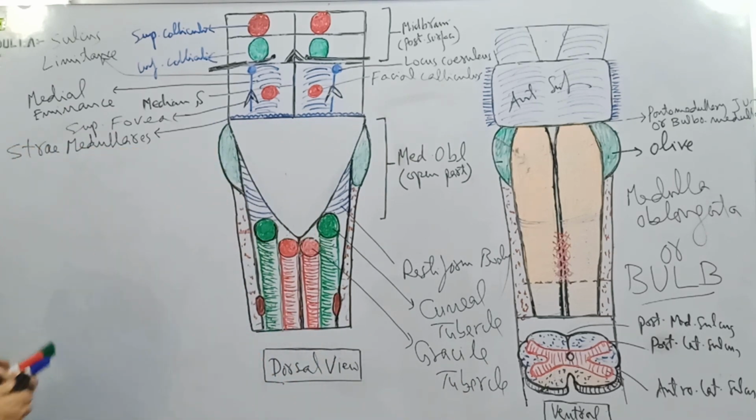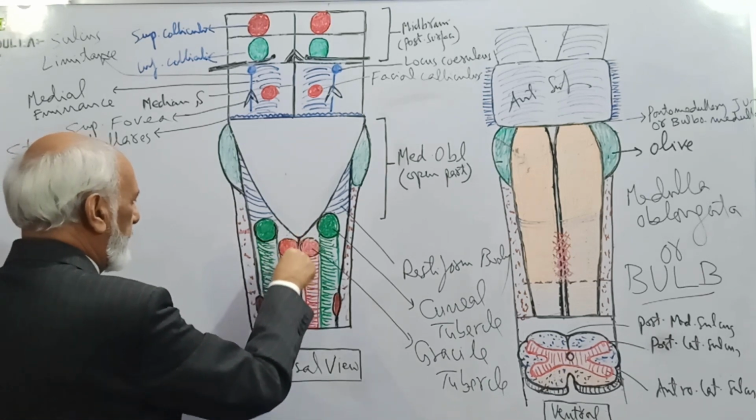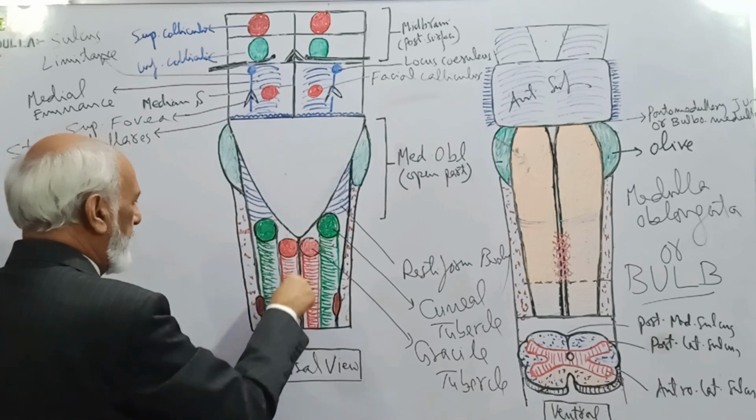So on each side of this dorsal surface of the open part of the medulla oblongata, from above downward, there are the restiform body or inferior cerebellar peduncle, the cuneate tubercle, and the gracile tubercle. Here is the posterior median sulcus.